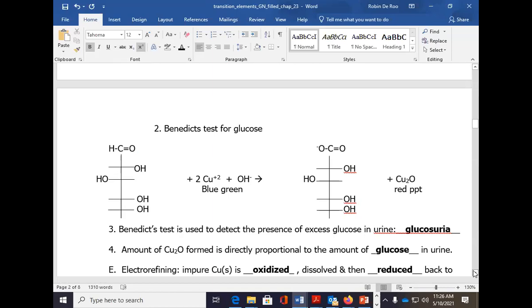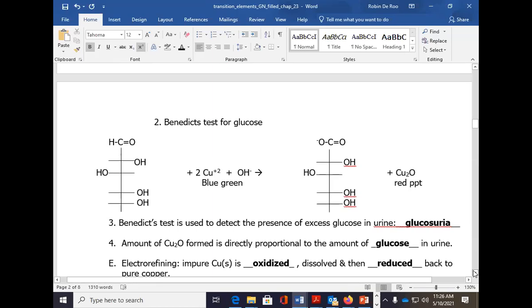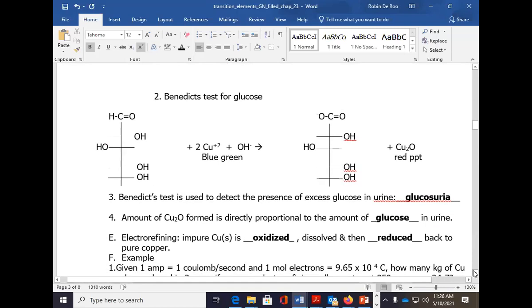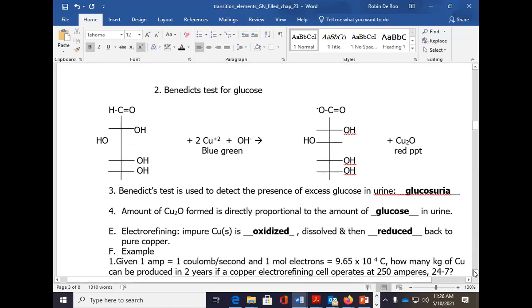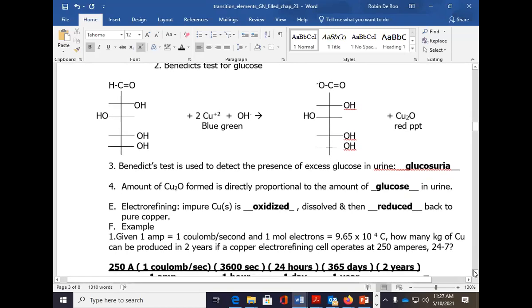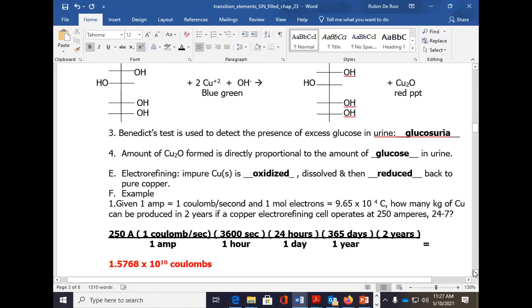Electro refining, that was your question today, I believe. Electro refining is a process where you would oxidize the copper and dissolve it and then reduce it back to get pure copper. So this is pretty much what was in your last chapter. And this is just a matter of setting up all of the units. So I'll give you some time to copy that down.